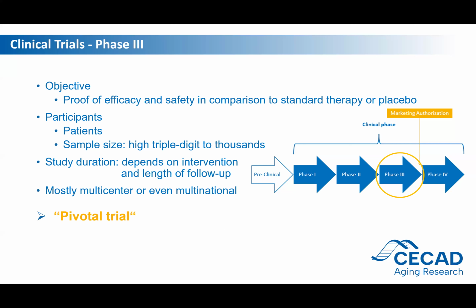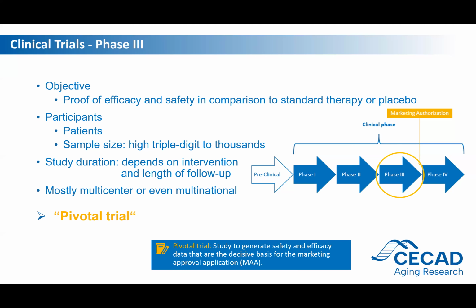And this is then called a pivotal trial, which means it is a study to generate safety and efficacy data that are the decisive basis for the marketing approval application. Because as you remember from this oversight, if we successfully go through a phase 3 clinical trial, this can give us the data that are needed to proceed with the marketing authorization. And this is the critical phase where you need to obtain these data.